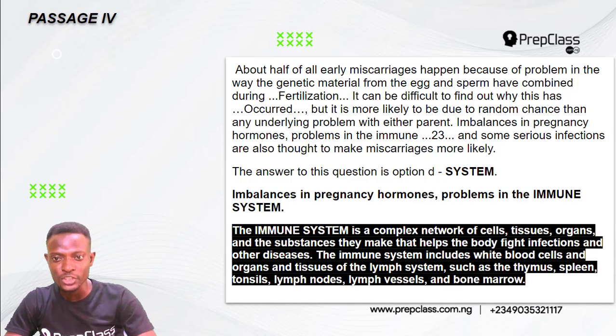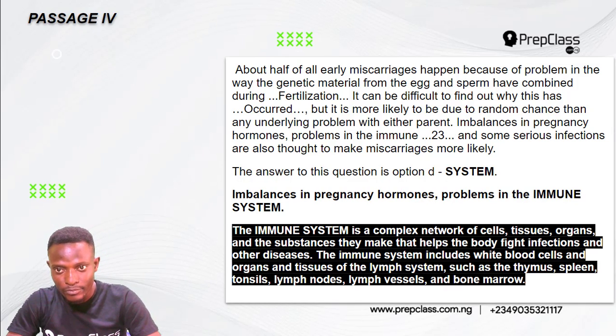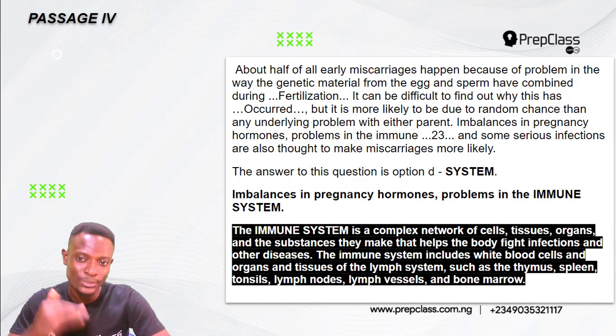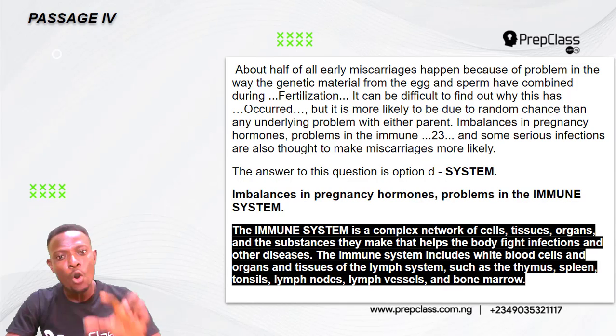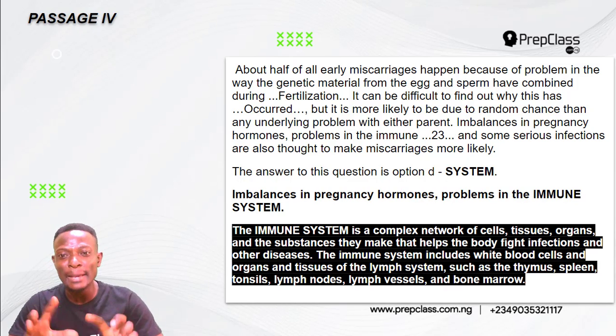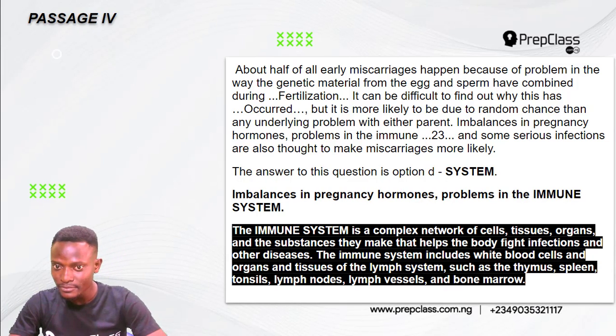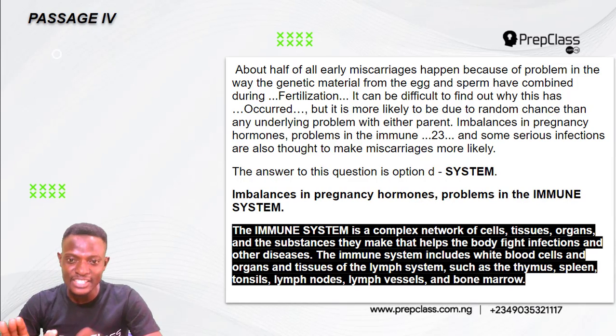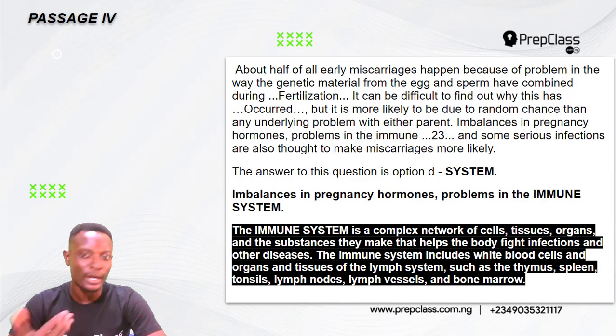The answer to this question is option D. Immune system. Imbalances in pregnancy hormones, problems in the immune system. The immune system is a complex network of cells, tissues, organs, and the substances they make that helps the human body fight infections and other diseases. The immune system includes white blood cells and organs and tissues of the lymph system, such as the thymus, spleen, tonsils, lymph nodes, lymph vessels, and bone marrow.